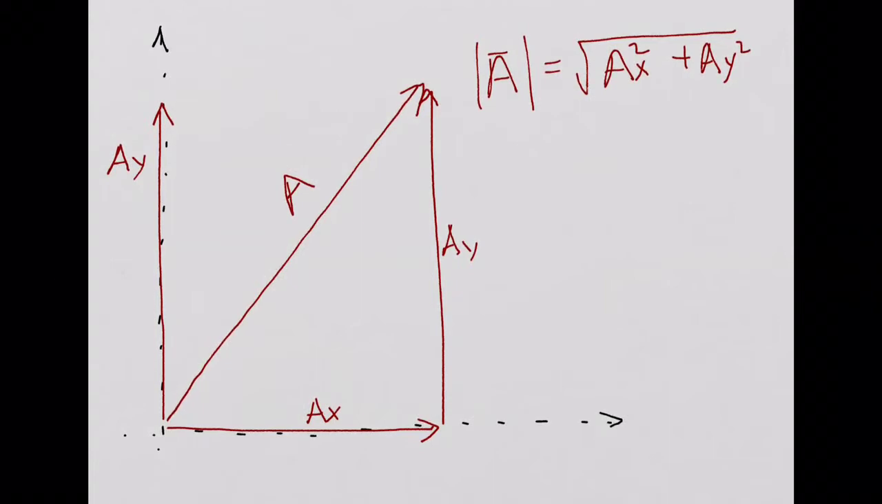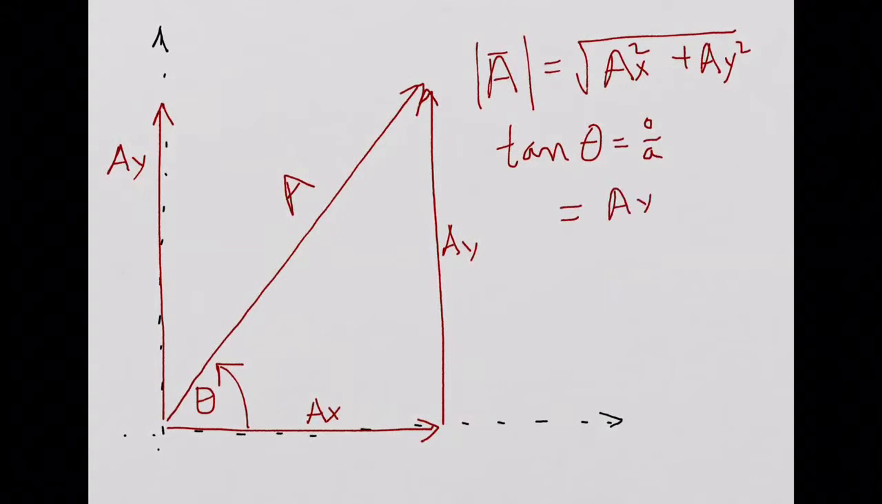Now, assuming we don't know what A is yet, can I find this angle theta here to identify the direction of the vector? The answer is of course. We use trigonometry. The tangent is equal to the opposite over the adjacent, SOHCAHTOA, and that equals AY over AX. So I can combine any vector components together to find the magnitude of the resulting vector as well as the angle.